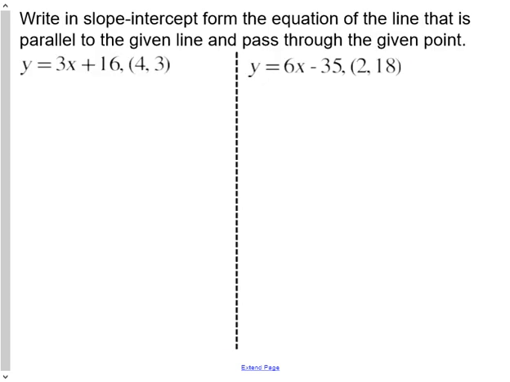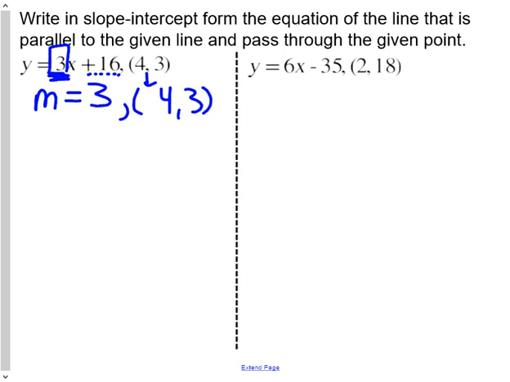Lots of different forms. For example, write the slope-intercept form of the equation of a line that is parallel to the given line and passes through the given point. So y equals 3x plus 16. We are parallel to this line, so we want the m, which is right here, 3. If we are parallel, our new line is going to have a slope of m is 3. Next, we go through this point (4, 3). So we may not match this value here. More often than not, we will not. So that plus 16 we do not need. That is our parallel line's y-intercept. We will find a new one here.